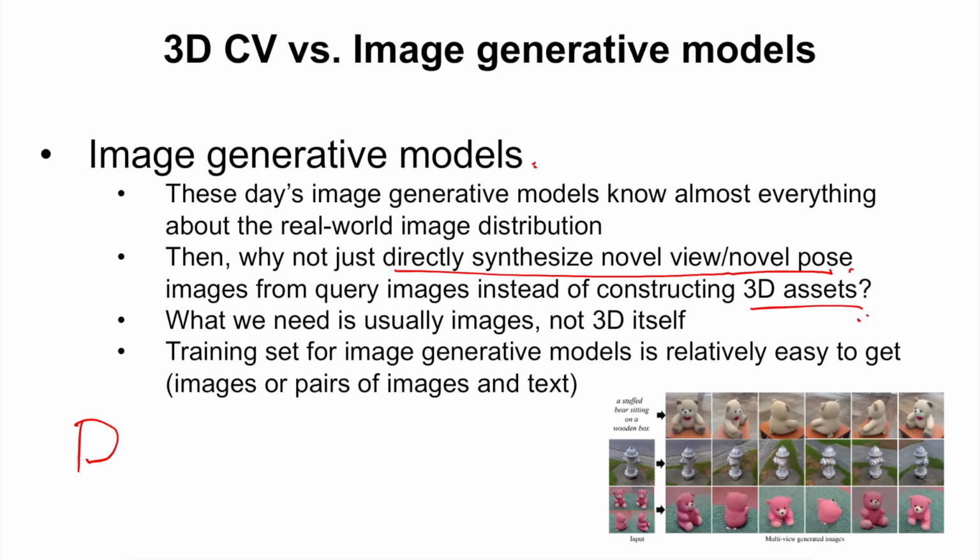So instead of constructing 3D assets, why not directly synthesize novel-view, novel-pose images using a generative model? Because an image generative model knows everything about our real-world images. That is the approach of image generative models these days. Especially, the training set for an image generative model is relatively easy to get. We do not need to collect 3D assets. For example, we can just collect images or pairs of image and text.